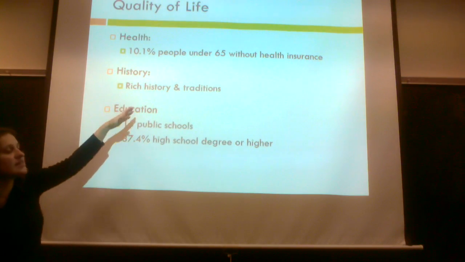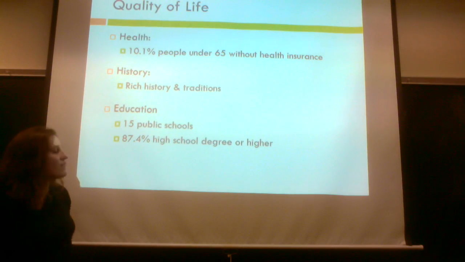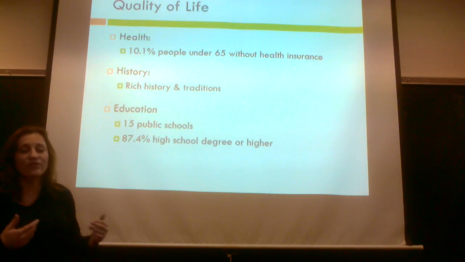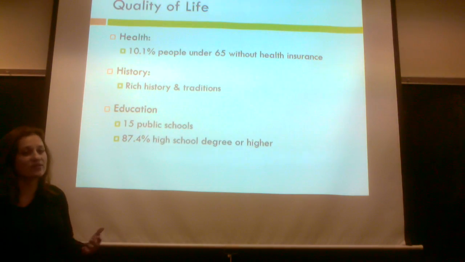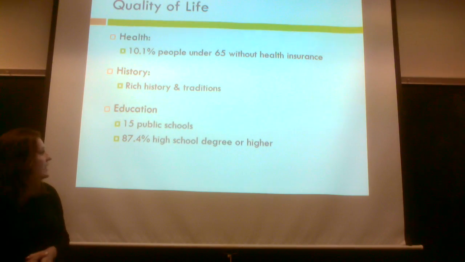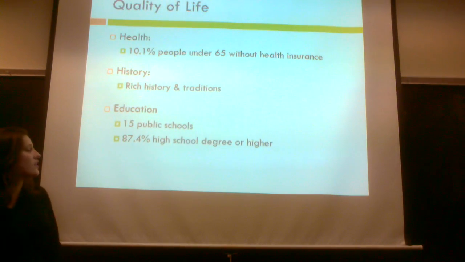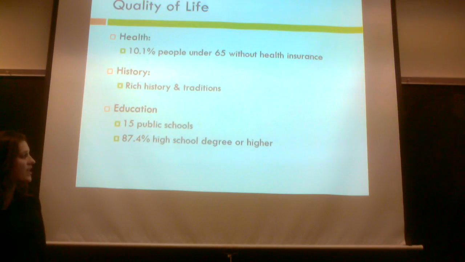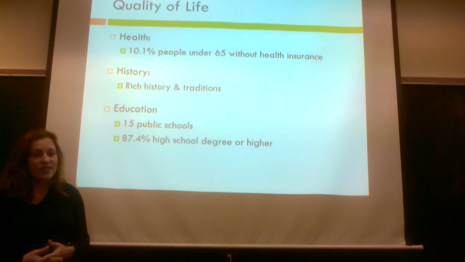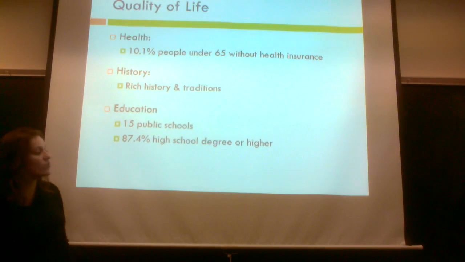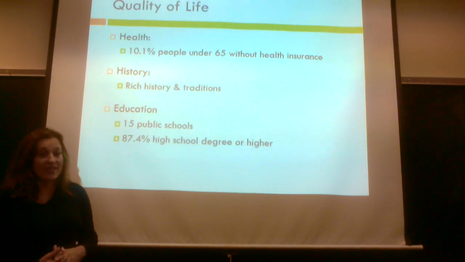Now we have history, and history is important to quality of life. As you may know, Ohioans are very proud, and this is reflected in the history of the state. We have a very rich history, and we have a lot of traditions. So that's a good indicator. And finally, we have education. Champaign County has 15 public schools, and 87.4% of the population in Champaign County has a high school degree or higher. This is also a good indicator because the national average is about 88%. So this is about equal to the national average, which again is a really good indicator.